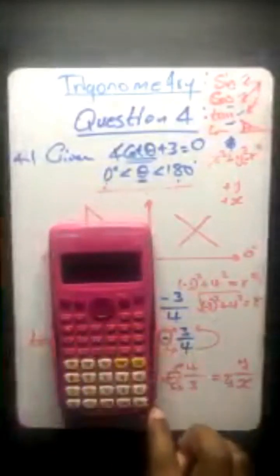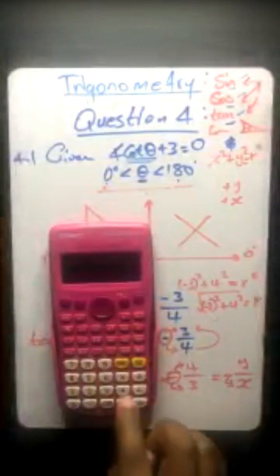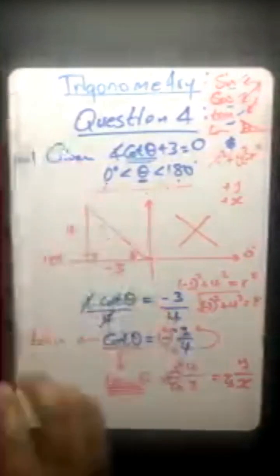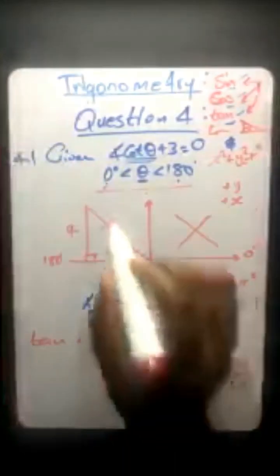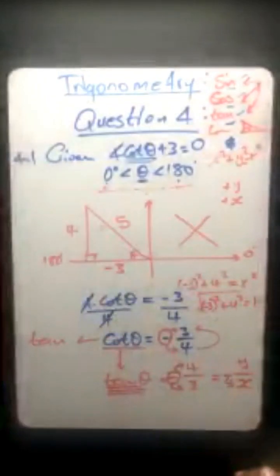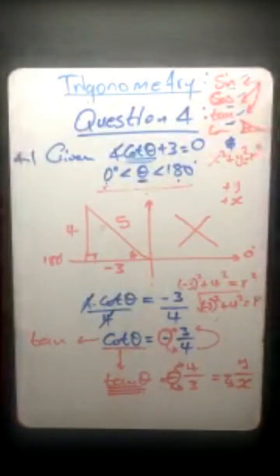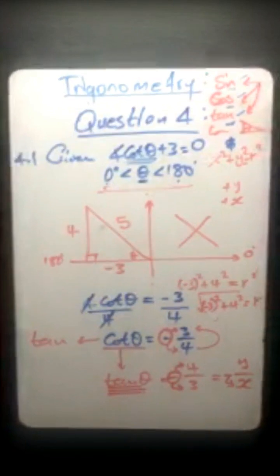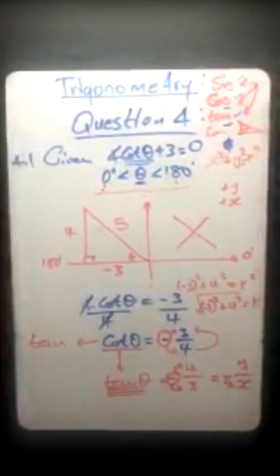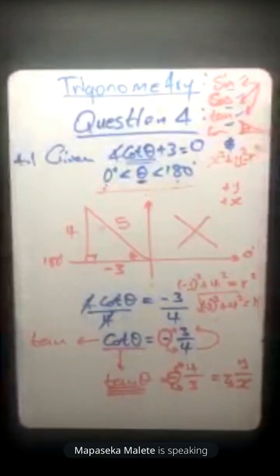I'm having -3 squared plus 4 squared. I'm getting 5. This is what I'm getting. I'm not sure if all of you guys are getting that same answer. Mapaseka, are you getting that same answer, honorable member? Sidumi Lekowane. Yes, I do get the same answer.